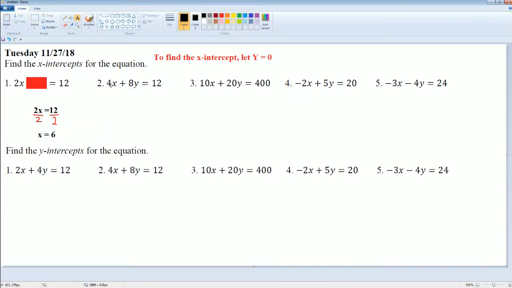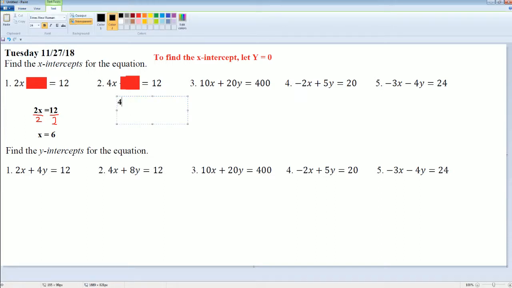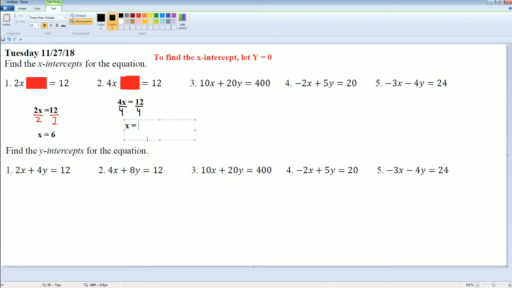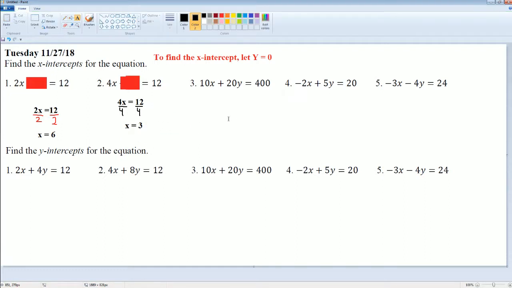Same thing here. We're trying to find the x-intercept, so we're going to let y equal 0. So this becomes 0. So our equation now looks like this. 4x is equal to 12. Divide each side, because you're trying to get x alone, by 4. You get x is equal to 3, because 12 divided by 4 is 3.